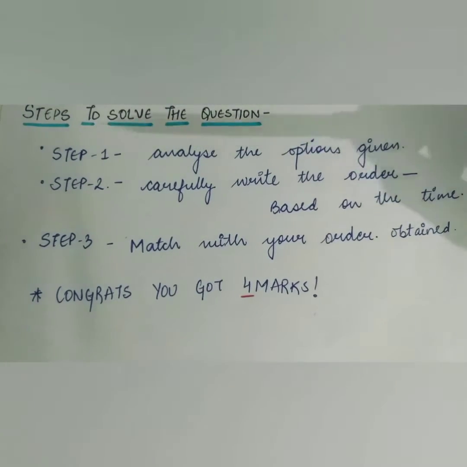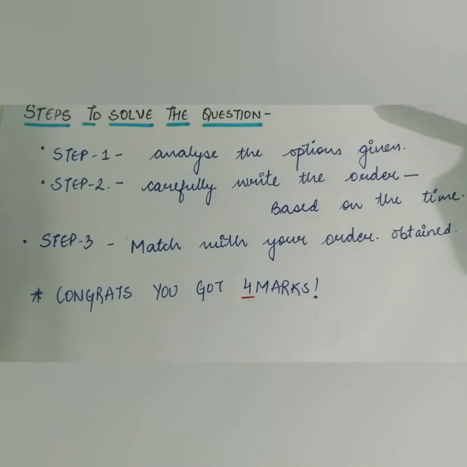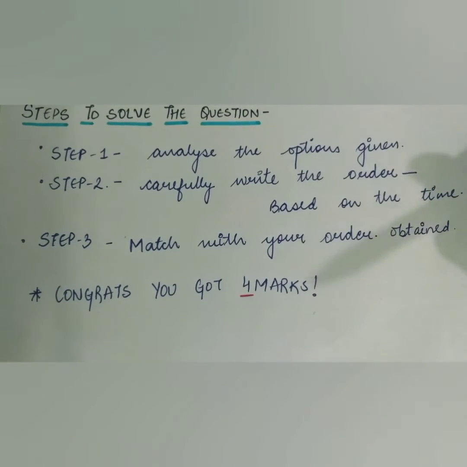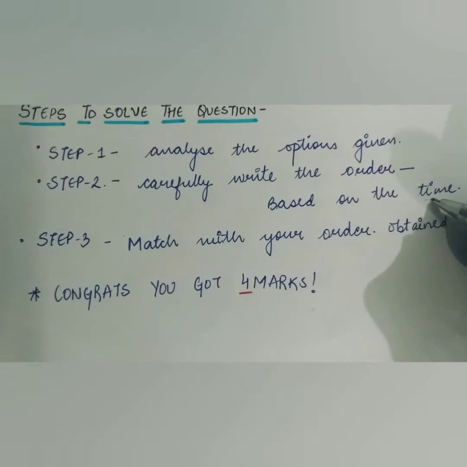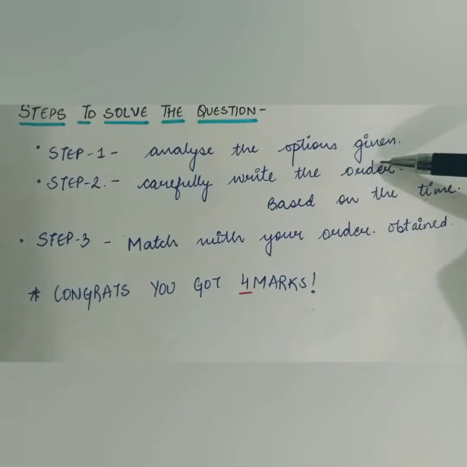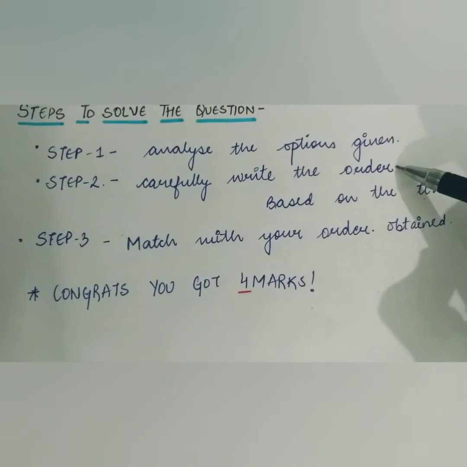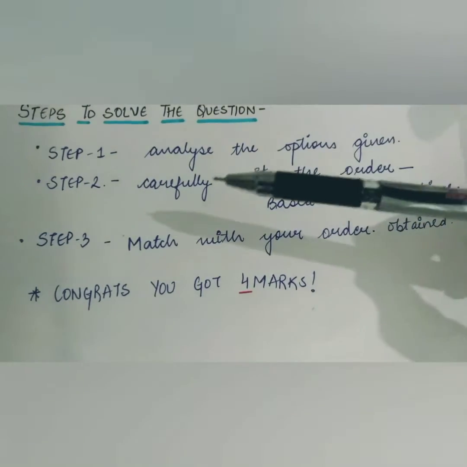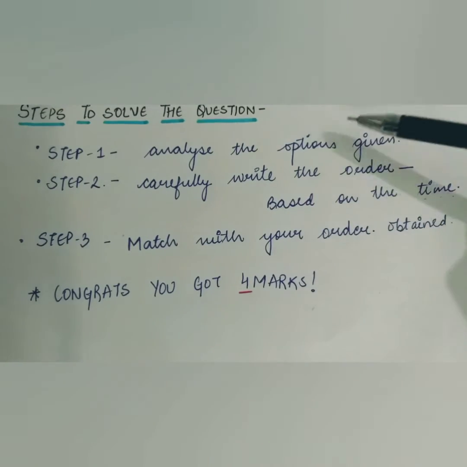Step 1 is to analyze the options given. Whatever options are given in the question, just analyze them. Then carefully write the order based upon the time. This is a very important thing. You need to carefully write the order based upon the time. I'll let you know how to write the order when we solve the question. And now just match your order obtained with the options you have analyzed, and then congratulations, you have got 4 marks. So let us solve a question for a better understanding of the topic.